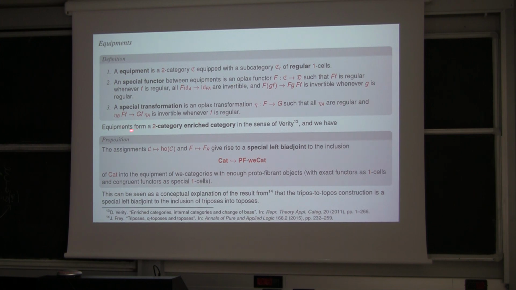So equipments form a two-category enriched category, which is a notion of thesis. And in two-category bridge categories, there's where we have an internal notion of wire junction. There's an inclusion of equipment from cuts to weak equivalent categories with enough qualified objects. On a cut, we have a trivial equipment structure where all arrows are regular. And one can show that this morphism of equipment with a special functor has a special left wire joint.